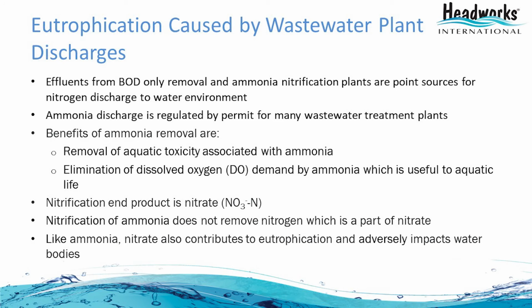That's why at many locations, regulators ask for removal of nitrogen, and that removal is done by nitrification, and the product is nitrate. Ammonia is converted first to nitrite and then to nitrate. But nitrification of ammonia does not remove nitrogen, which is a part of nitrate. As you can see, nitrogen atoms are part of nitrate. It removes ammonia and the ill effects of ammonia, but it does not remove nitrogen. So like ammonia, nitrate also contributes to eutrophication and adversely impacts water bodies.